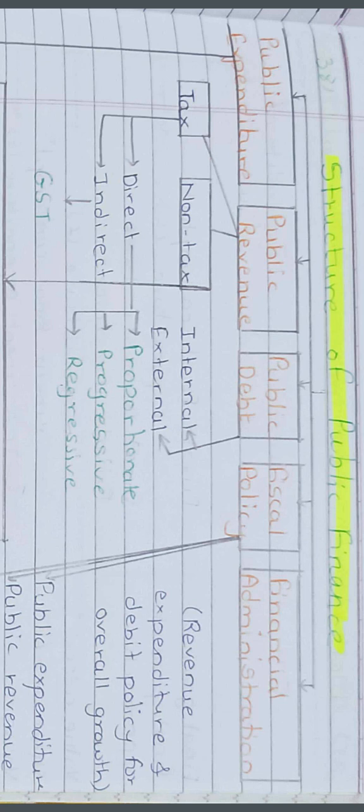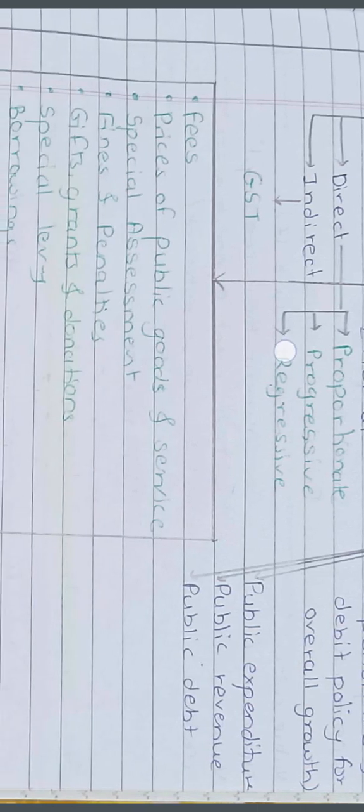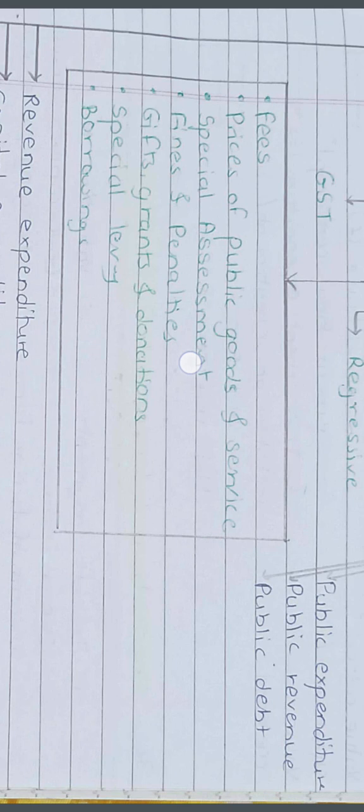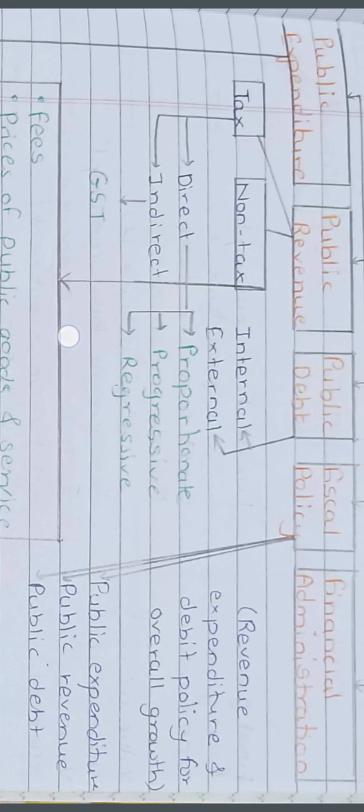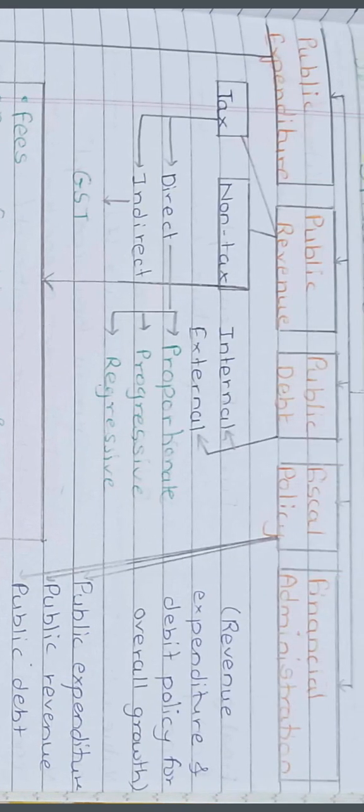Public expenditure contains revenue expenditure, capital expenditure, developmental expenditure, and non-developmental expenditure. And public revenue contains tax and non-tax revenue. Tax revenue has two types: direct and indirect. Direct tax is divided into three types: proportionate tax, progressive tax, and regressive tax. And indirect tax contains GST, that is, goods and services tax.